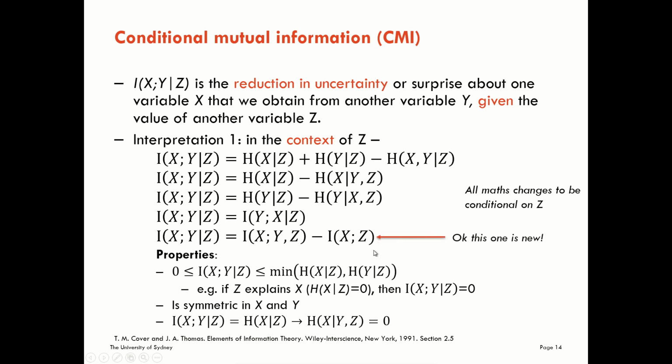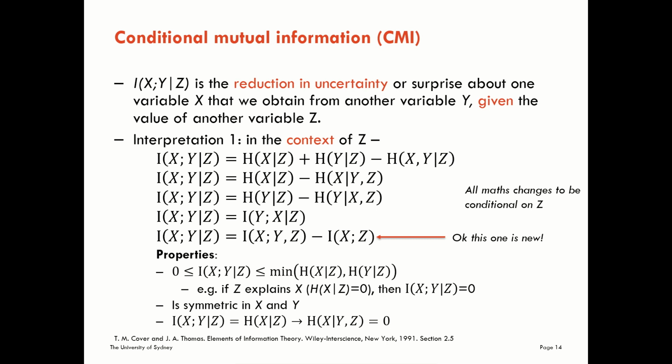And okay, I should admit this one down here isn't new. This is a different way of looking at it. We can look at a conditional mutual information between x and y given z as a mutual information between x and y and z taken jointly minus the information from z about x. But otherwise, everything's the same as it was, just conditional on z now.